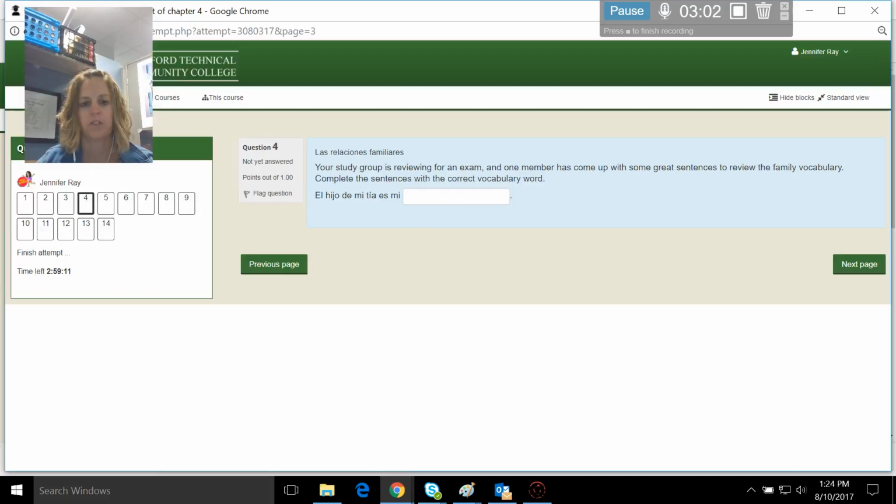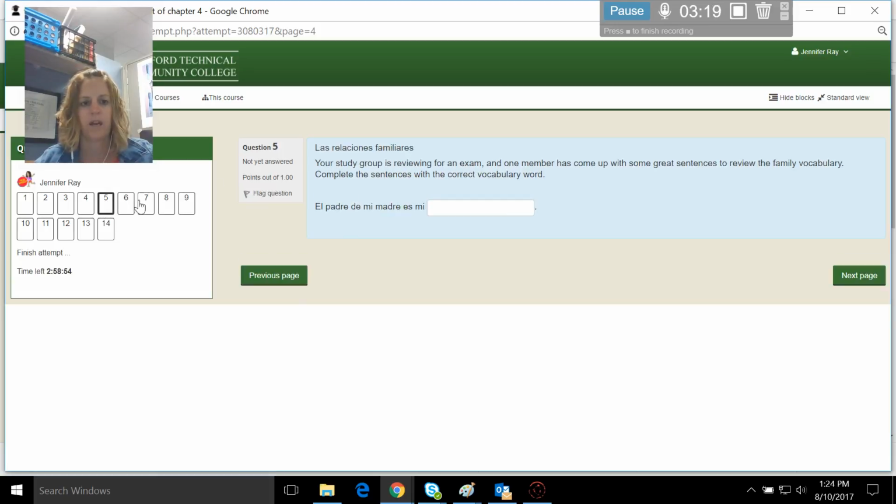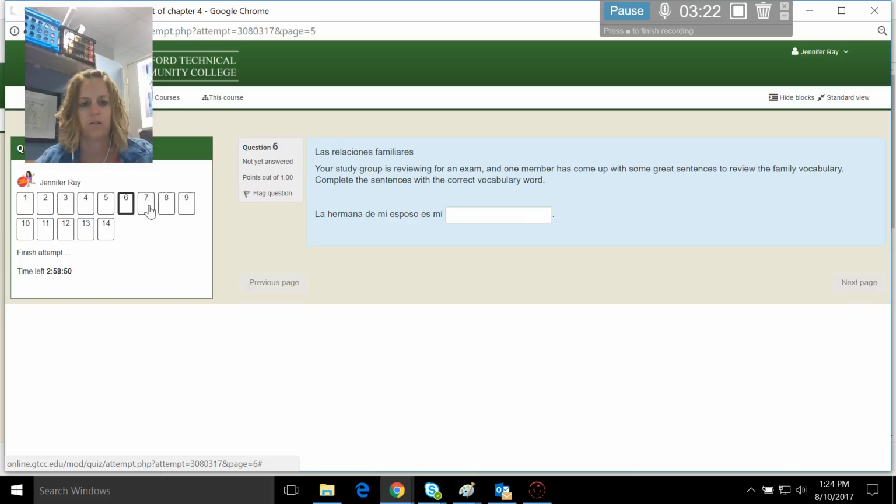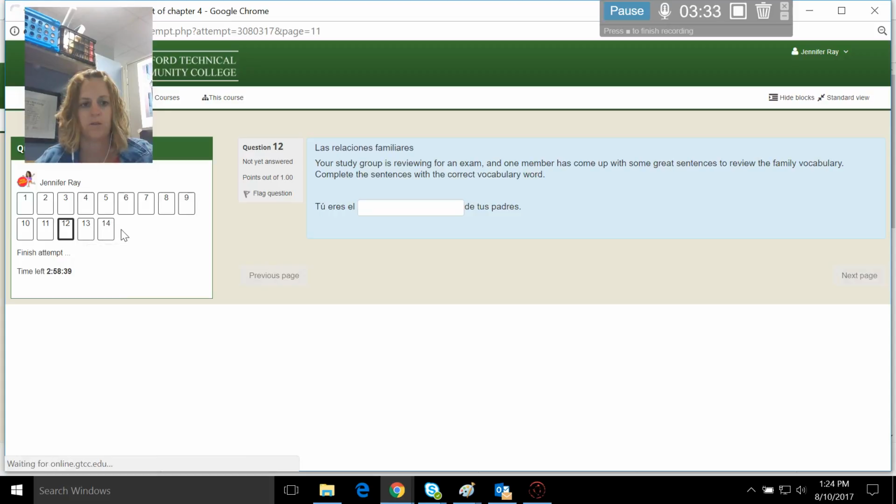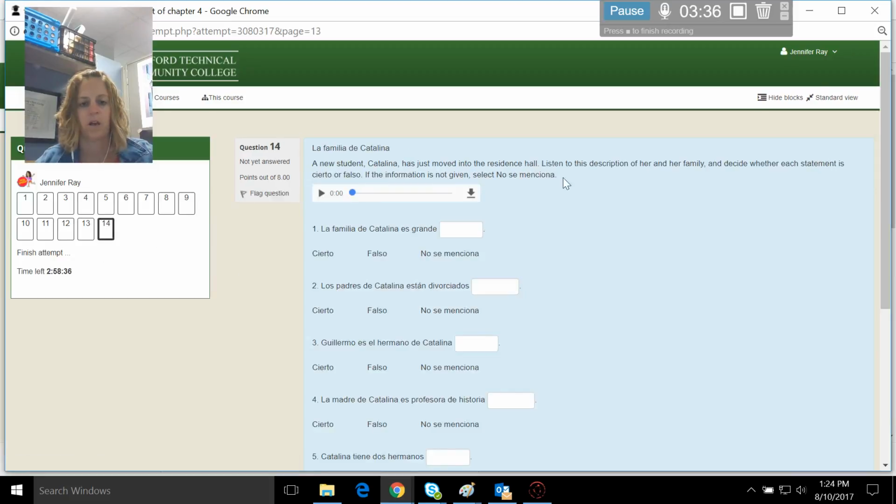For the next one, your study group is reviewing for an exam, and one member has come up with some great sentences to review the family vocabulary. So you complete the sentence with the correct vocabulary word. You'll just plug in the family vocabulary word that best completes the sentence. And you'll do that here. There's probably quite a few of them that are like that. So all of those are the same. Trying to see if anything's different. No.